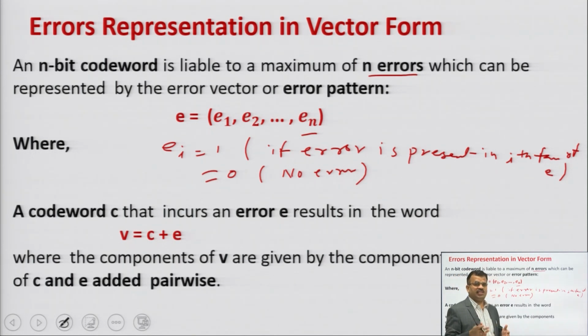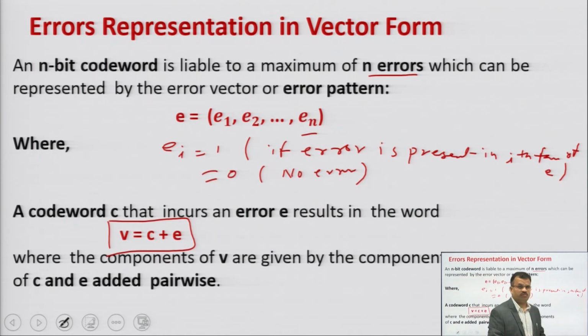So a code word that incurs an error, जो आपने code word generate किया उसके अंदर error result में हो सकती है. तो हमारा जो final received code word होगा V, that is equal to C plus E, where the components of V are given by the components of C and E added pairwise. And generally we are doing the addition here, that is the mod 2 addition. Always remember it. कौन सा होता है? mod 2 addition.